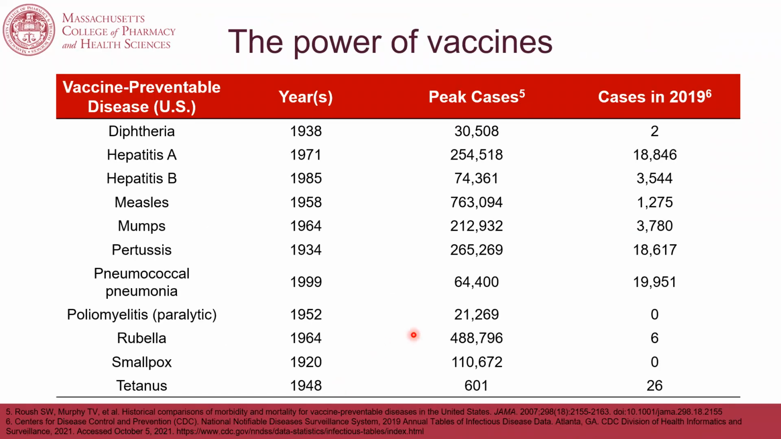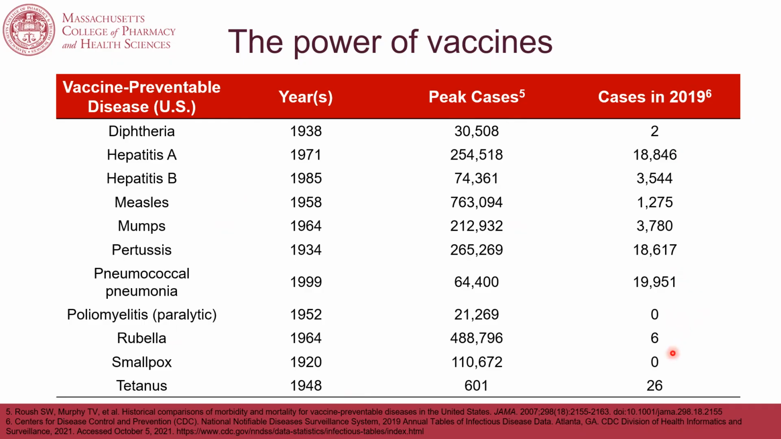And secondly, I created this table to show you the power of vaccines. This is the most up-to-date information I can find. Here on the left, you have, again, the vaccine preventable diseases. You have the years here that correspond to the peak number of cases in the United States for each of the diseases. And then here you have 2019 data of the cases for each of these diseases.